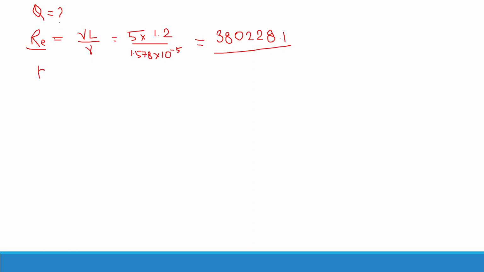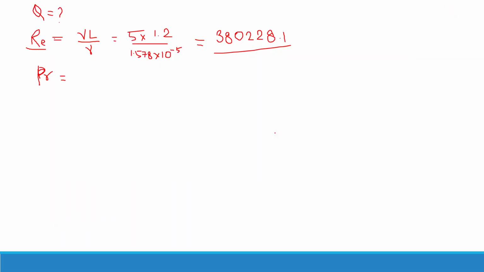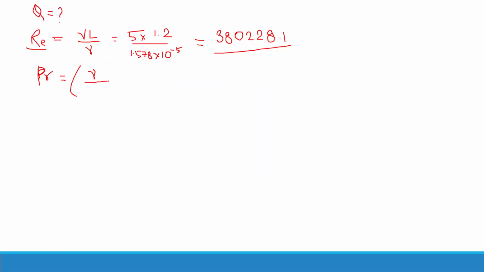So you know the Reynolds number. Now the next thing is that you need to calculate the Prandtl number. Okay. Prandtl number is mu Cp upon K. So we have kinematic viscosity given and the thermal diffusivity value is given. So thermal diffusivity is basically K upon rho Cp. Okay. So we'll use these values to get the Prandtl number. So basically it will be this kinematic viscosity upon this thermal diffusivity alpha.